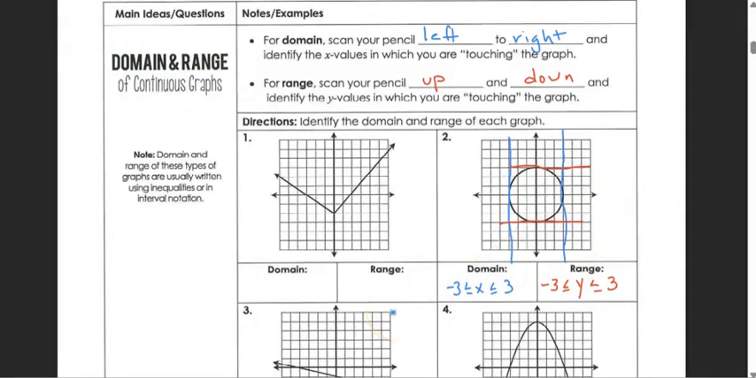Now if we look at number 1, domain would be left to right. On the left side of this graph, what do we see right here? There's an arrow. That means this graph goes forever to the left. So I can't really draw a barrier, a line, because it keeps going. And on the right side, it's the same thing. When that happens, we say that the domain is from -infinity to +infinity. These sideways 8s are the symbol for infinity.